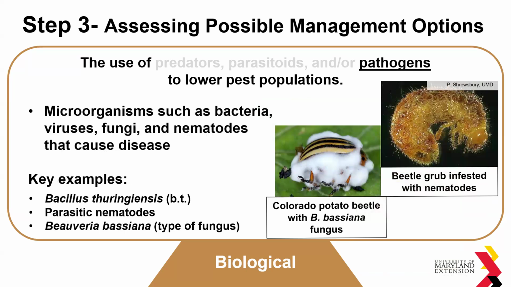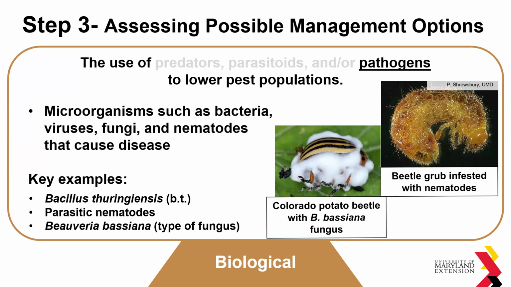We also have pathogens that we can utilize to lower pest populations. Microorganisms such as bacteria, viruses, fungi, and even nematodes, which are a type of roundworm. So some of our key examples listed here, we have things like Bacillus thuringiensis, usually abbreviated as BT. We've heard of that before.